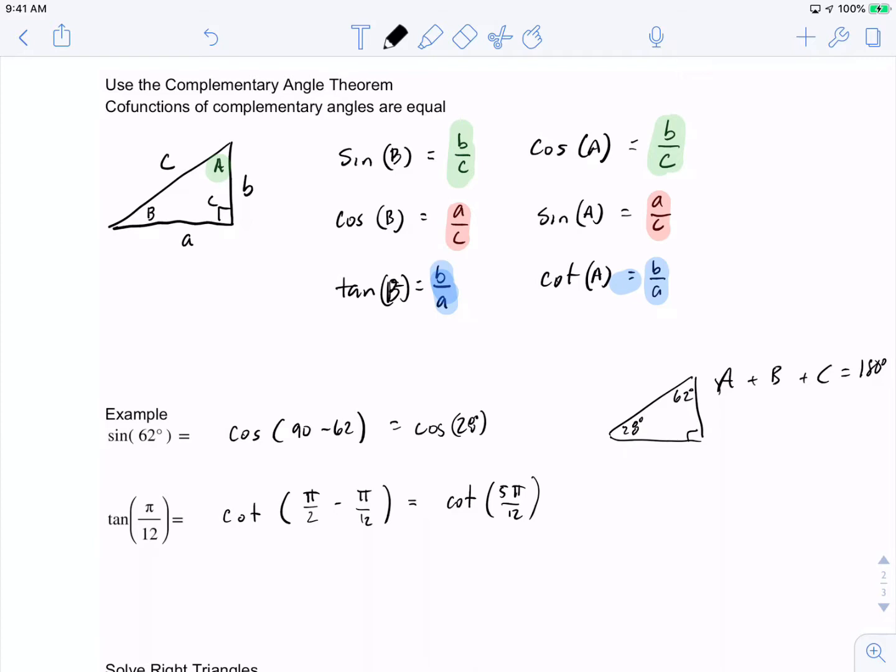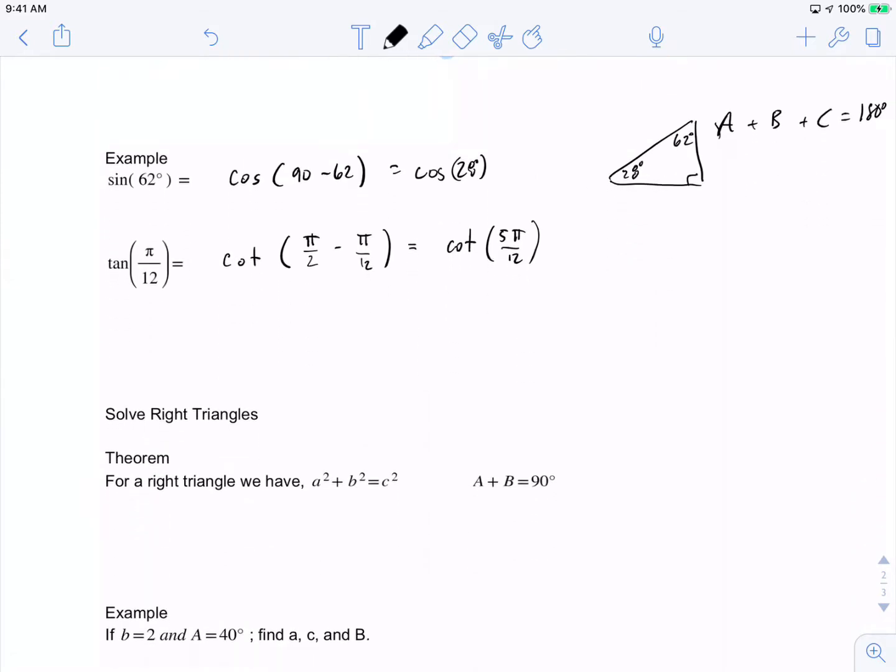Okay, I've already given you a bit of information that you're about to see, so that we know that by Pythagorean a squared plus b squared is equal to c squared, and that we know that the other two angles of a right triangle have to add up to 90 degrees. So I know that in this example, 62 plus 28 degrees has to equal 90 degrees. Okay, so let's do an example.